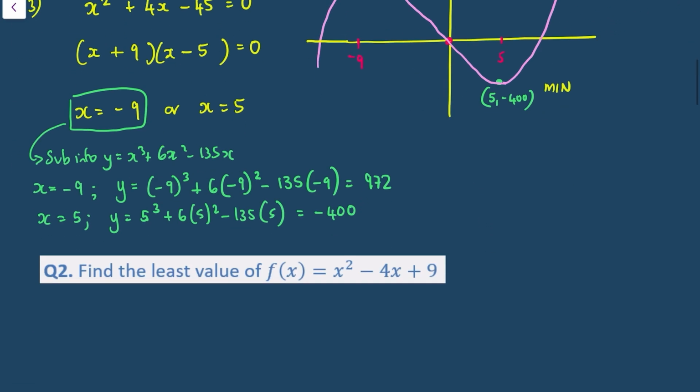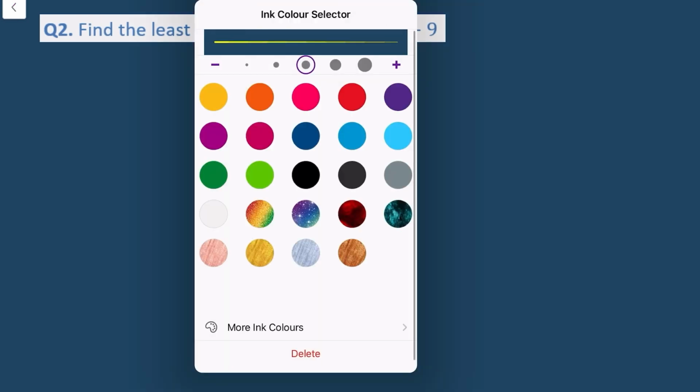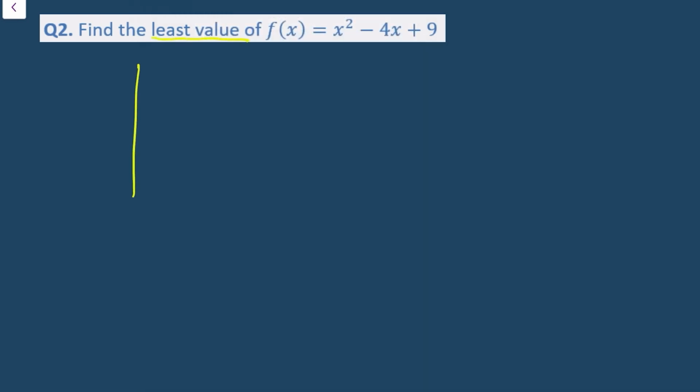Okay, right, let's look at another example. Find the least value of f of x equals x squared minus 4x plus 9. Well, let me rephrase that. Find the least value of that quadratic. And that literally means the least value means the lowest point. What is the lowest y value for this graph? So if I had to sketch this graph, what is this value? This is the least value.